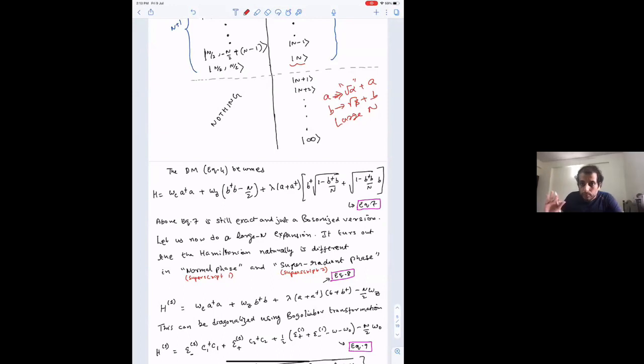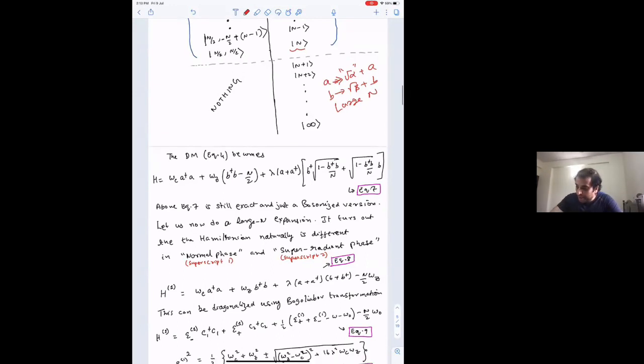If you do that, it turns out that the Hamiltonian naturally is different. There is a normal phase and a super radiant phase. In terms of light matter coupling, there is going to be a normal phase, and then there's also going to be a super radiant phase. So this is normal and this is the super radiant phase. I'll come back to this. This is really one of the main parts of the talk. I just want to say that you do this and it is the same story. You basically write a fluctuating, quadratic theory and analyze this, and so on and so forth.